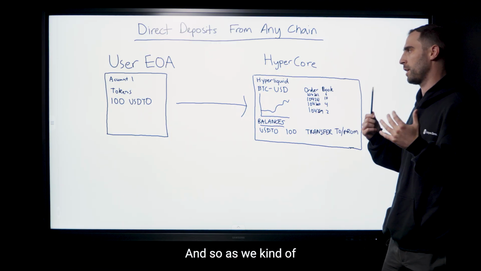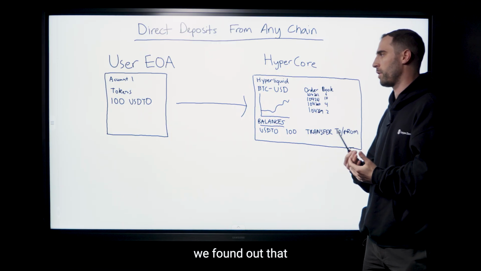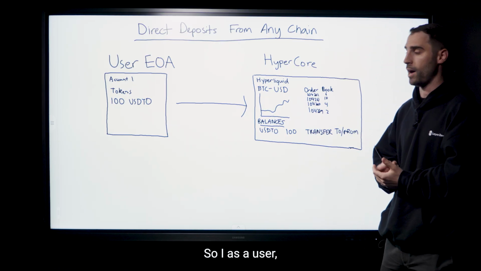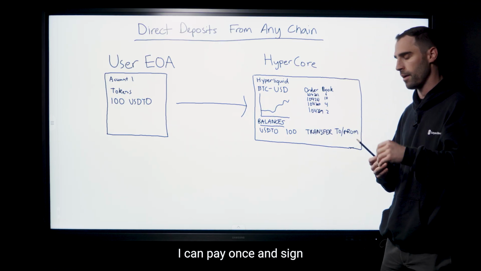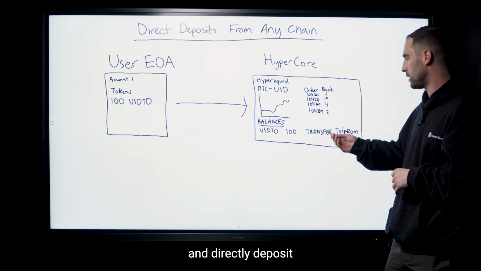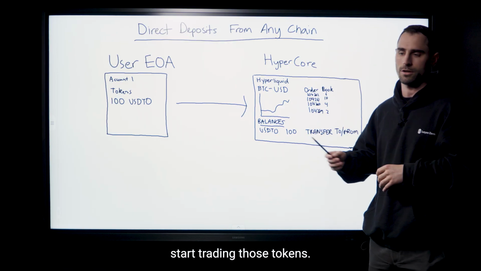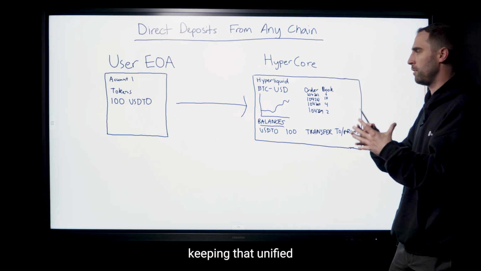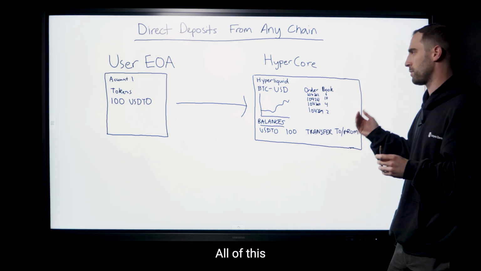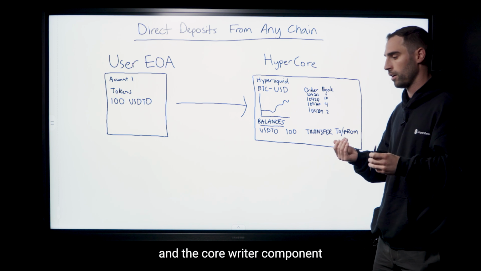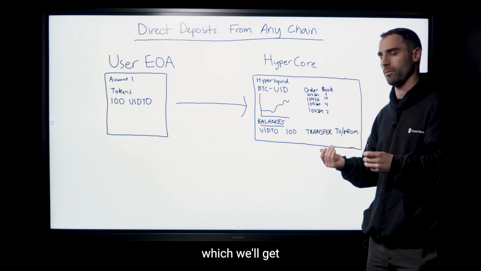As we dug into this a little bit more, we found out that this is all possible in one click. As a user, I can pay once and sign once on any chain and directly deposit tokens to my account balance in Hyperliquid and immediately start trading those tokens. Keeping that unified one-click experience, all of this was really just unlocked from the OFT standard and the CoreWriter component of Hyperliquid, which we'll get to in a second.